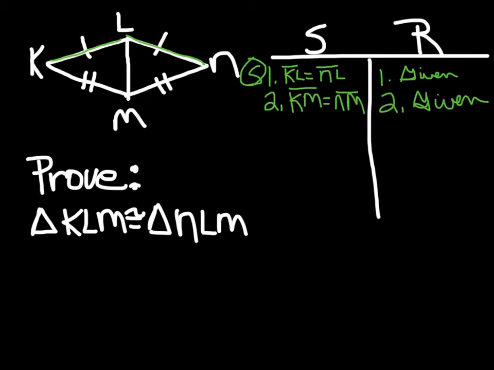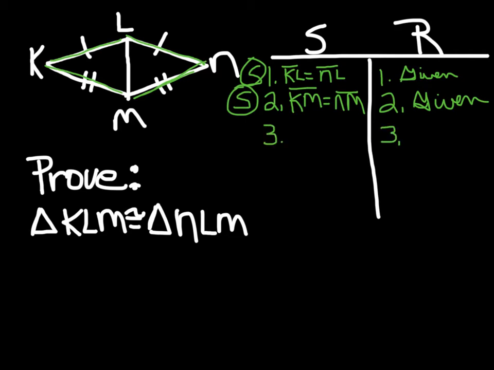The second thing that we can see from the diagram is that KM is congruent to NM. It shows you that in the diagram. So we'll put that as our second step in our two-column proof, and that shows us that there is another side right there. So far we have a side congruent to a side and another side congruent to another side. So we're missing the third side. We need a third side.